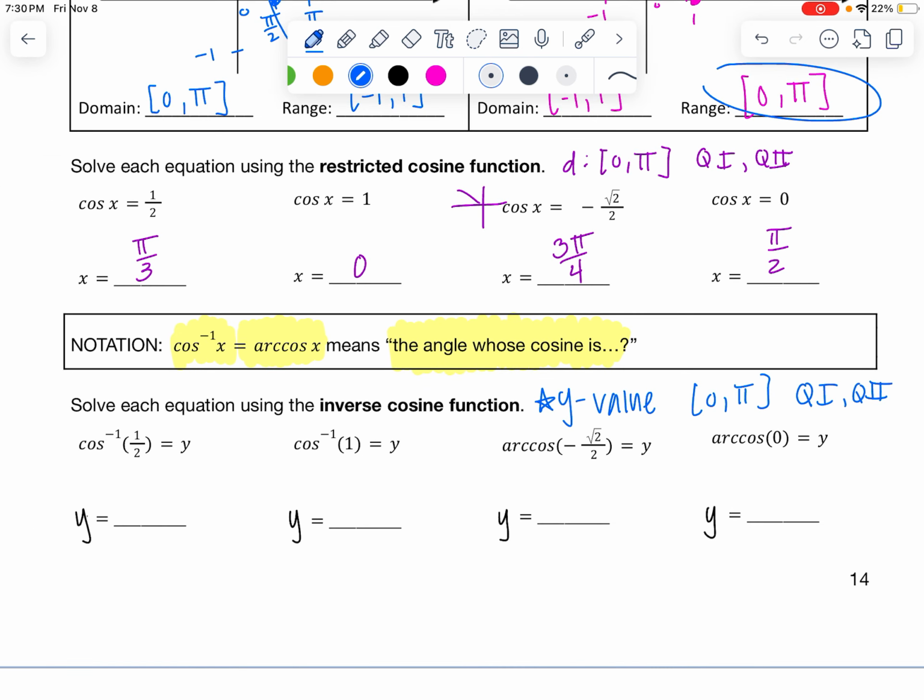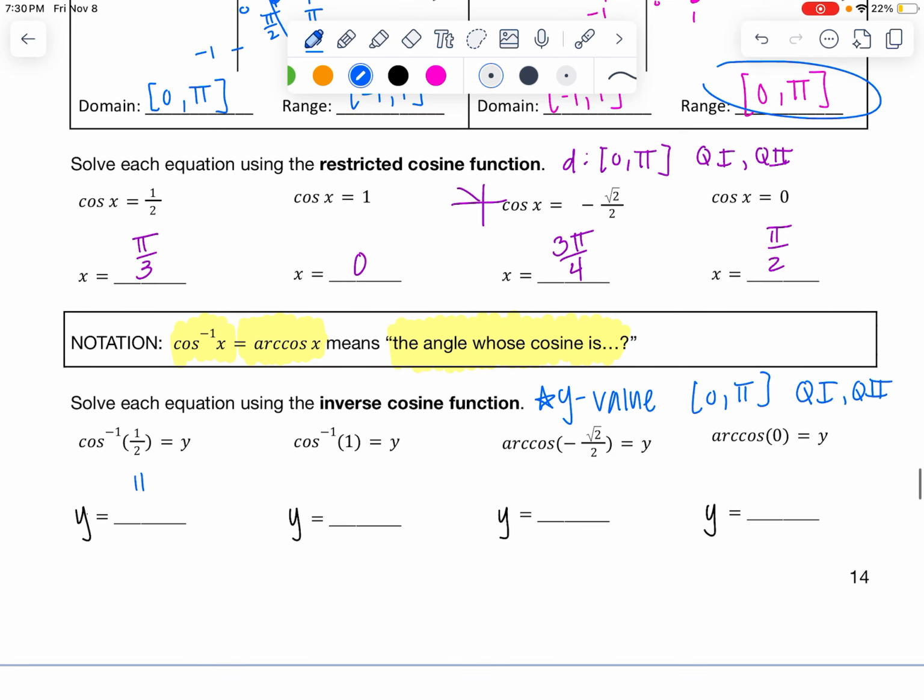So then I'm asking myself, what angle gives me a cosine of 1/2? Very similar as above, it's pi over 3. And then you'll see, it's really repetitive. These are just going to be the same exact solutions.